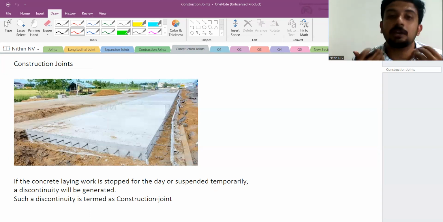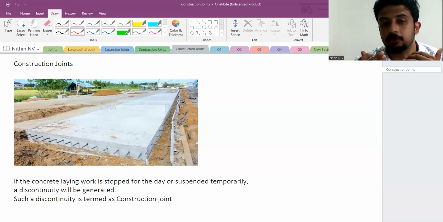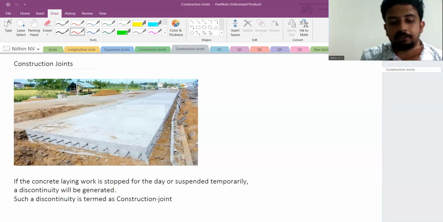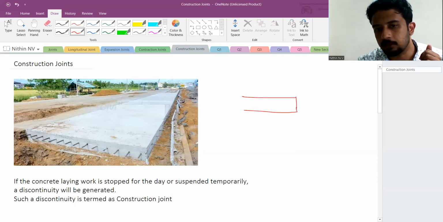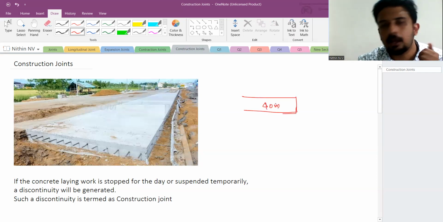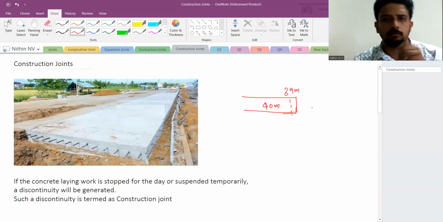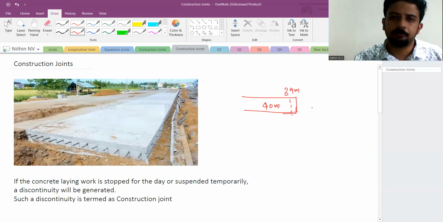When we stop concrete work, we stop only when we are finishing one particular slab. For example, if the slab length is around 40 meters in total, and at 5 or 6 o'clock you are planning to stop the work, but at 6 o'clock we have reached around 39 meters, your working time is over now.